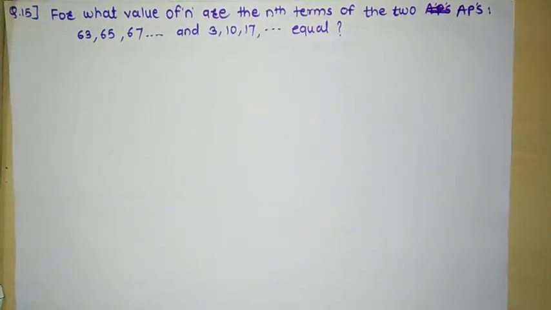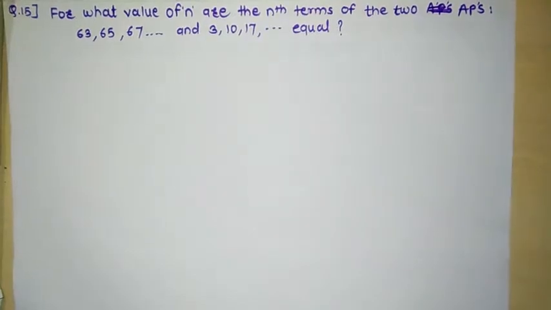Now we will see question number 15. See what is given in question number 15. For what value of n are the nth terms of the two APs 63, 65, 67, and so on, and 3, 10, 17, and so on, equal? We have to find the value of n at which the terms of the two APs are equal.